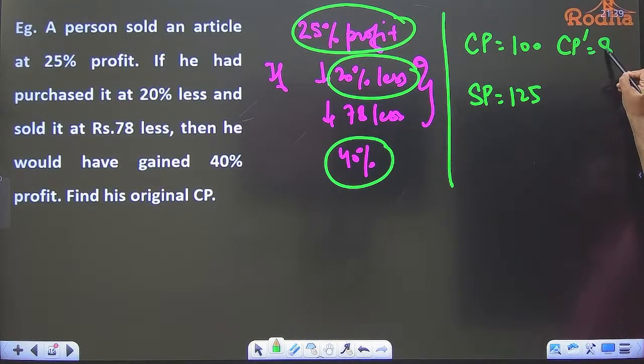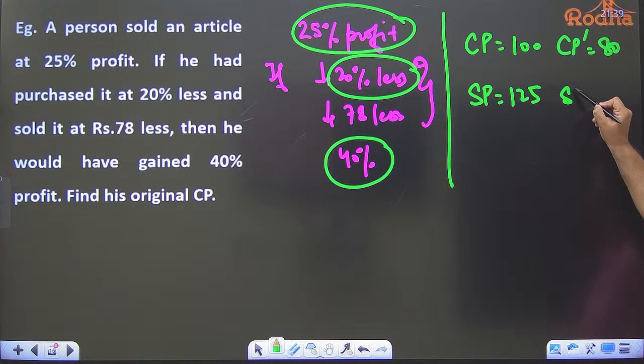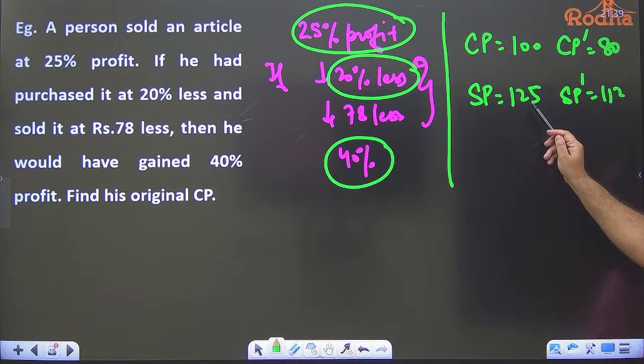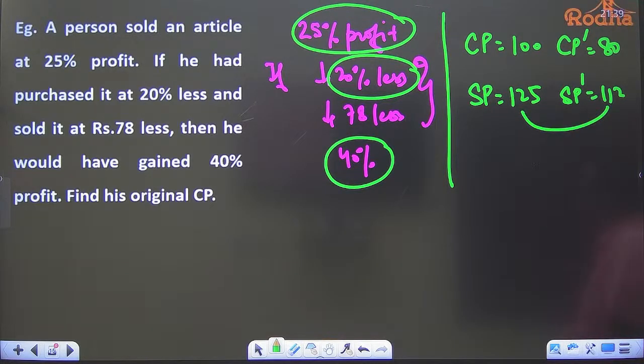So 80. There is a profit of 40%. 40% of 80 is 32. So it means the article is sold at 112. Initially, the article was sold at 125. Now it is sold at 112. So there is a loss of 13 units.